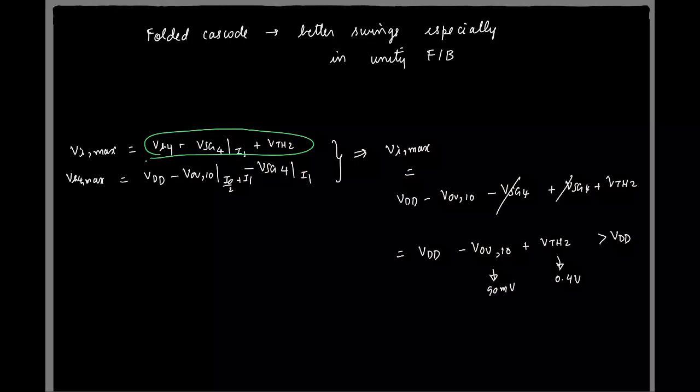Okay. So this is another advantage with this folded cascode. So the input can be at VDD, and this is when you use this NMOS folded cascode.